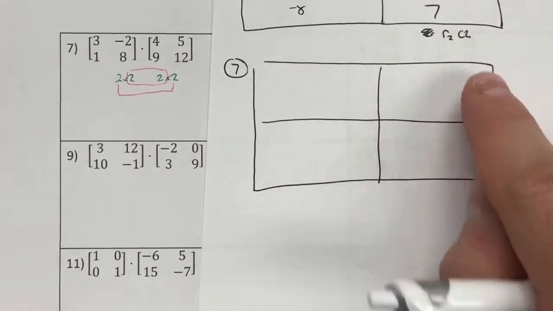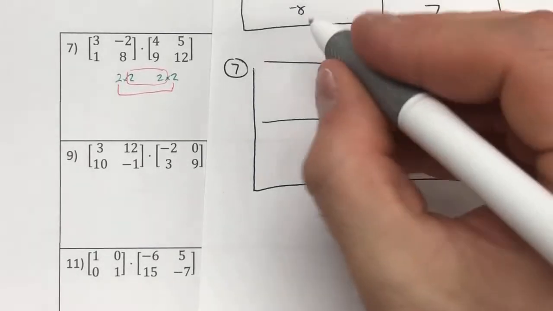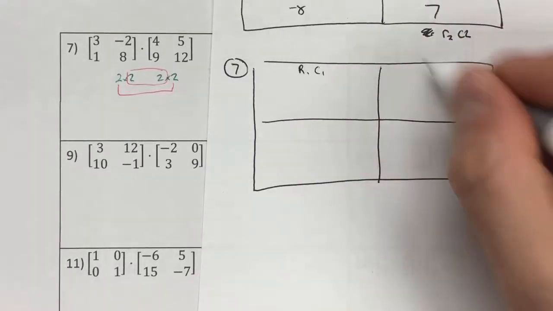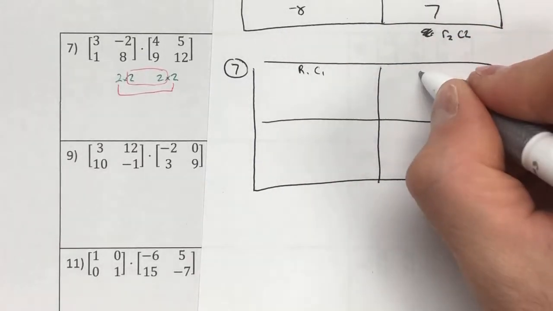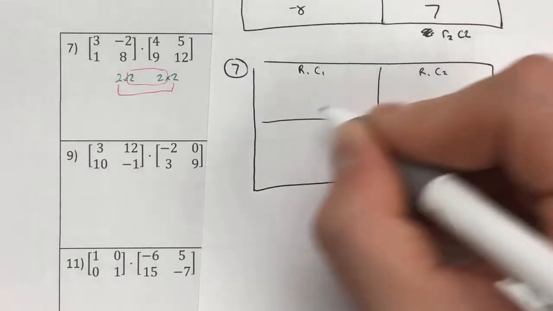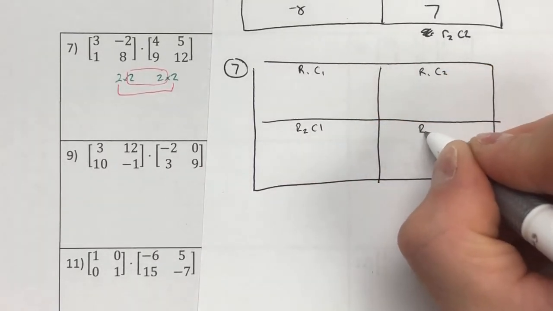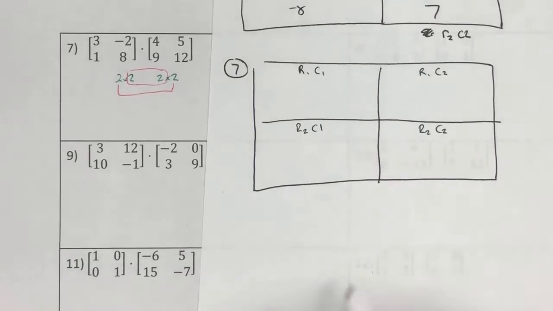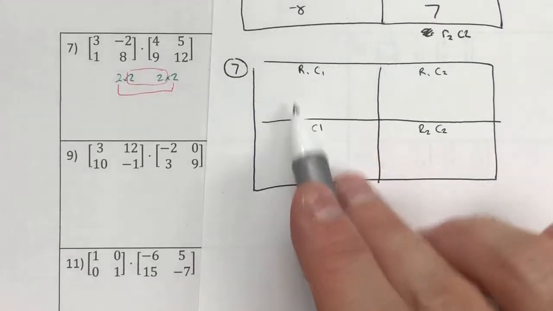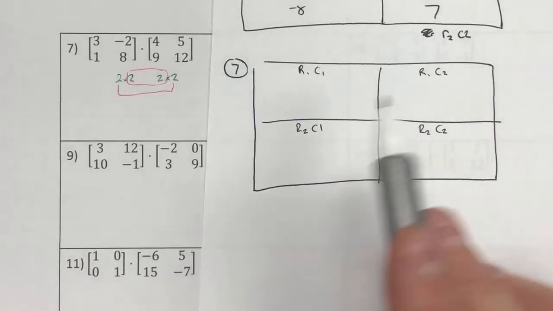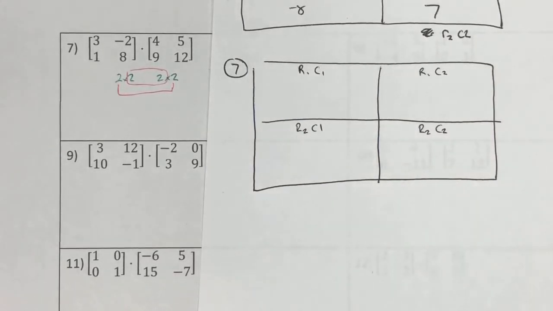But another way that we can do it is similar to what we did in the last one. This is row 1, column 1 of my answer matrix. This is row 1, column 2. This is row 2, column 1. And this is row 2, column 2. Those are going to be the aspects that I take from the first matrix and the second matrix on every single one of these answer grids.